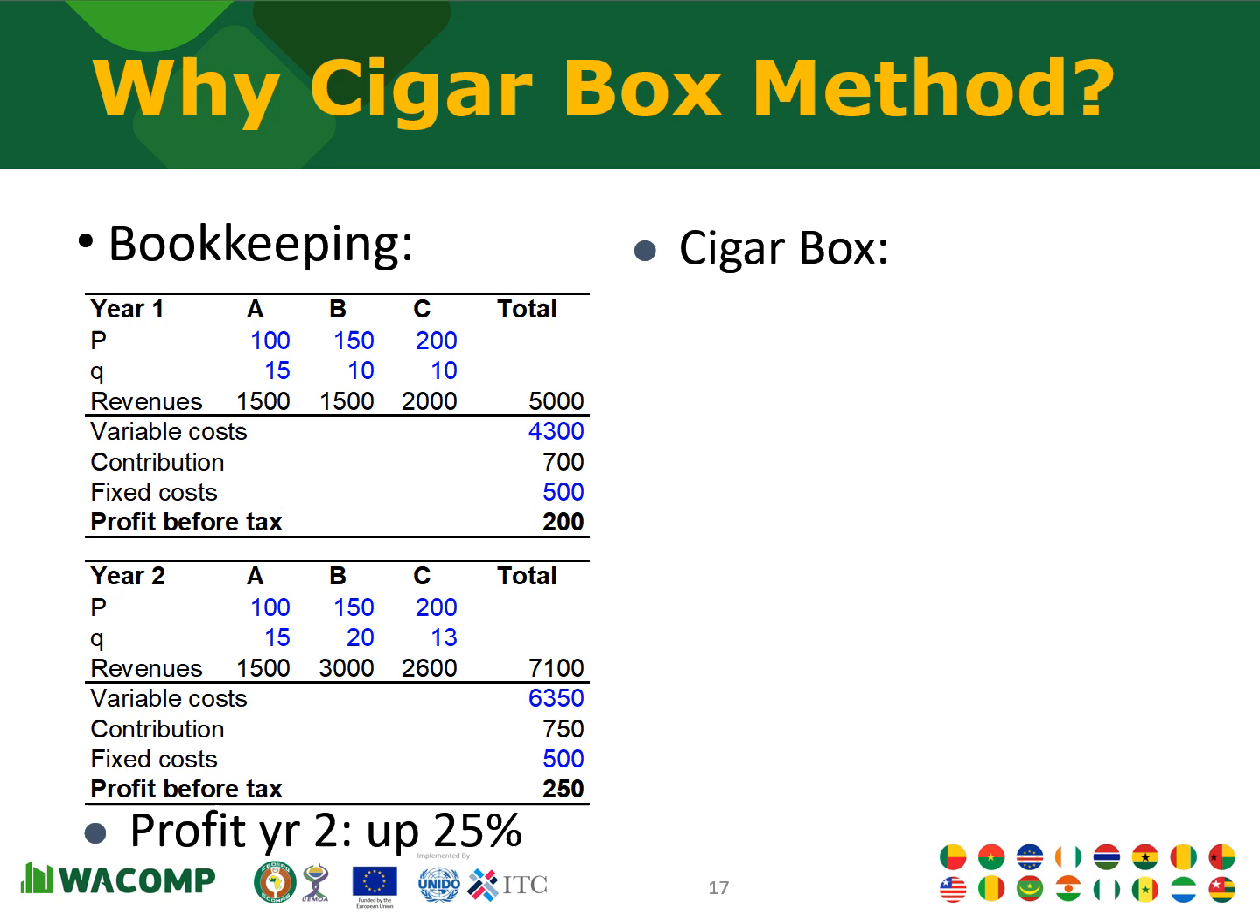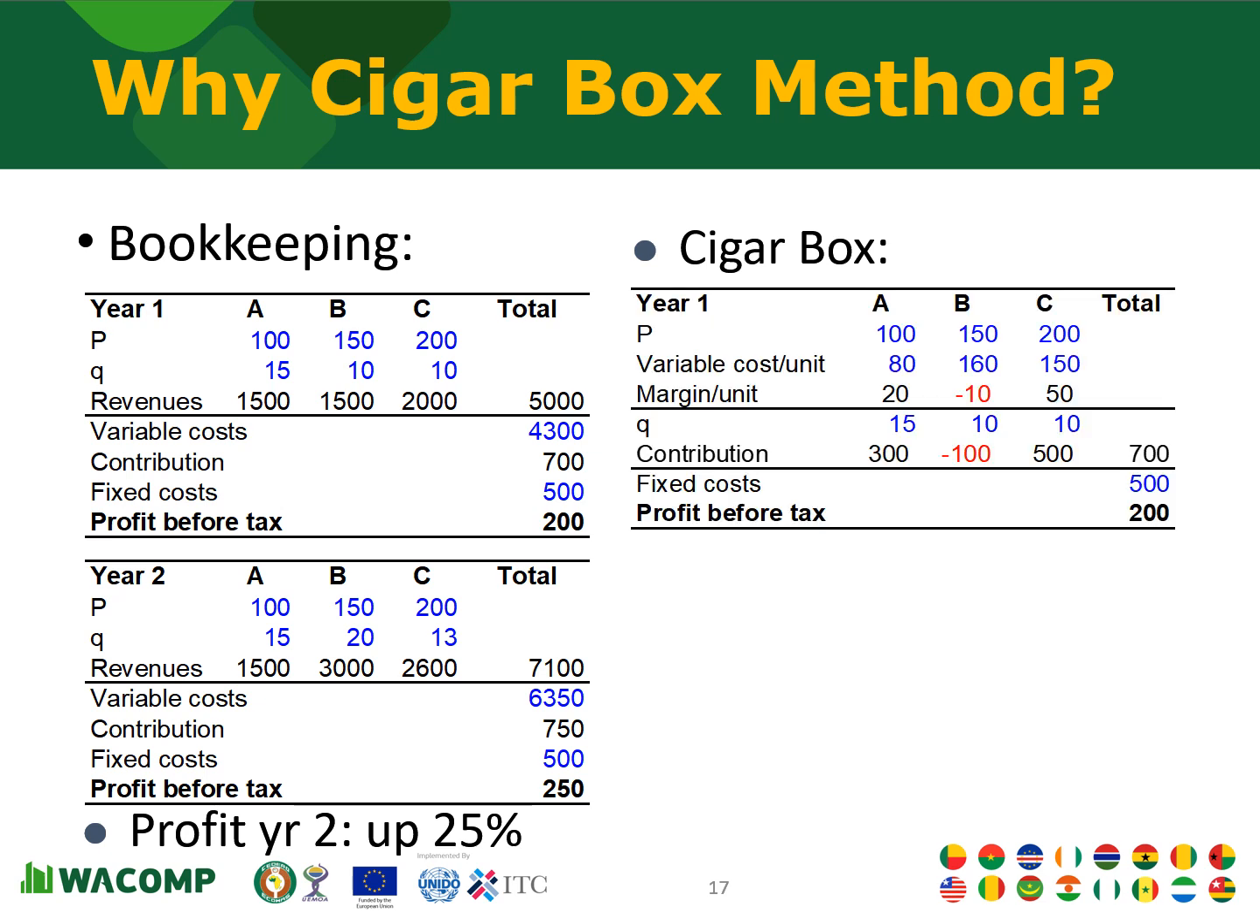So let's look at the cigar box now. By the way, this is a real case of a fruit processor in Kyrgyzstan in Central Asia. We were requested by ITC to implement the cigar box system there. When we came, the first thing we did was calculate the actual costs of production and delivery for product A, B and C. We found out product A had a VC of 80 and it was sold at 100, hence a margin of 20 per unit.